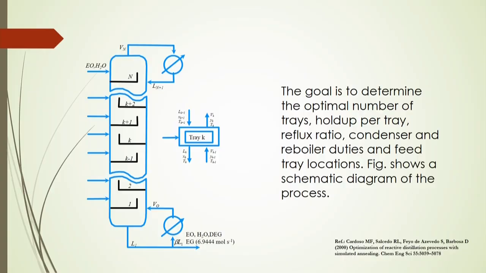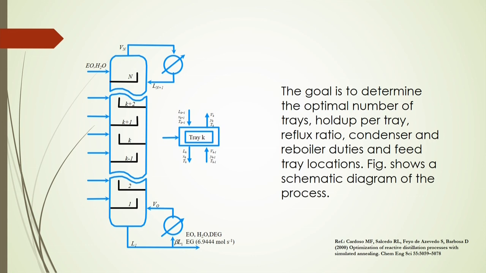I am not explaining how these operations work, everybody knows how a distillation column is operated: from the top, the vapor comes out after distillation, some reflux is sent back and goes downward, and from the bottom, the heavy product is boiled and then supplied from the bottom and goes up. Like this, this is the conventional distillation column operation. Now, in this case, the main goal is to determine the optimum value of the number of trays, holdup per tray, reflux ratio, condenser and reboiler duties, and also the feed tray locations.